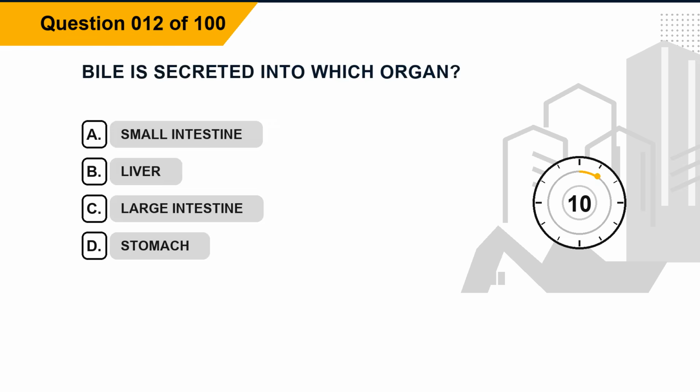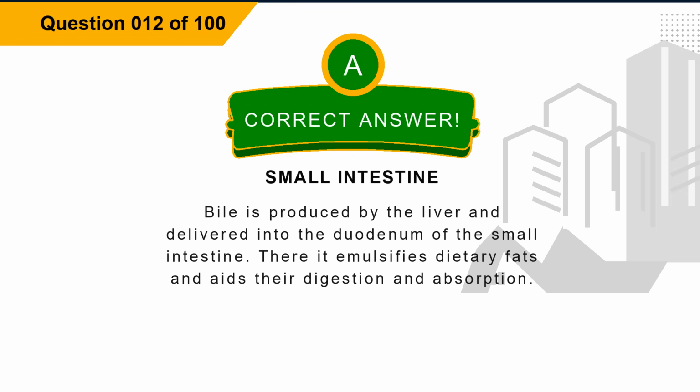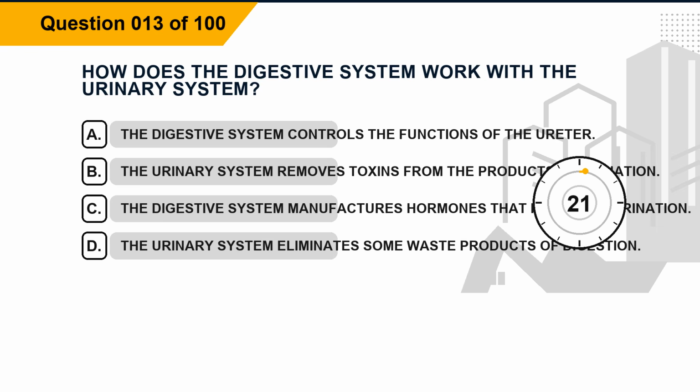Question 12. Bile is secreted into which organ? Option A, small intestine. Option B, liver. Option C, large intestine. Option D, stomach. The correct answer is option A, small intestine. Explanation. Bile is produced by the liver and delivered into the duodenum of the small intestine. There it emulsifies dietary fats and aids their digestion and absorption. Question 13. How does the digestive system work with the urinary system?